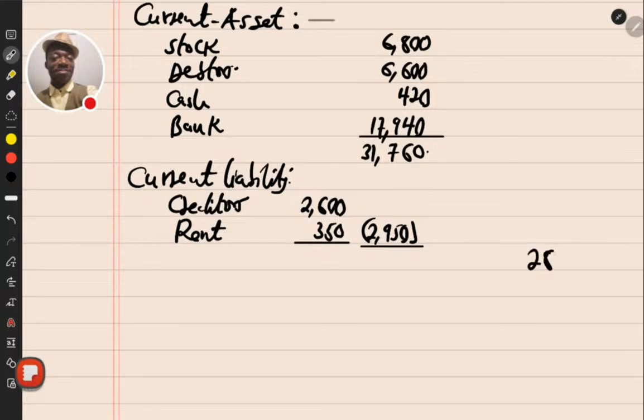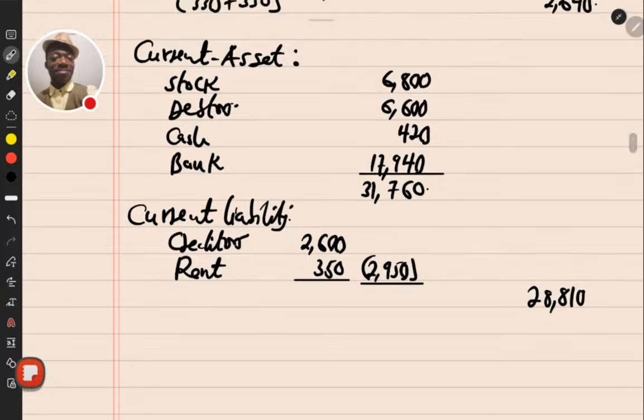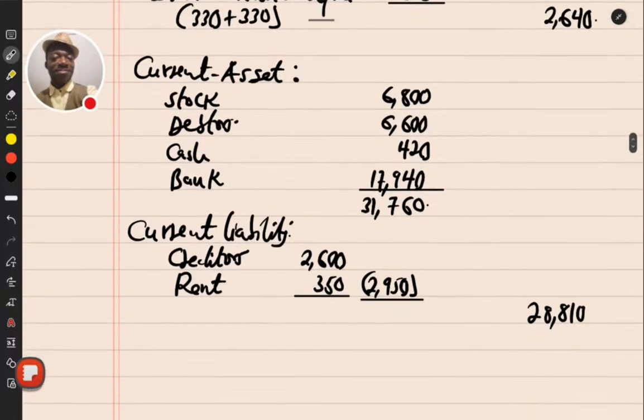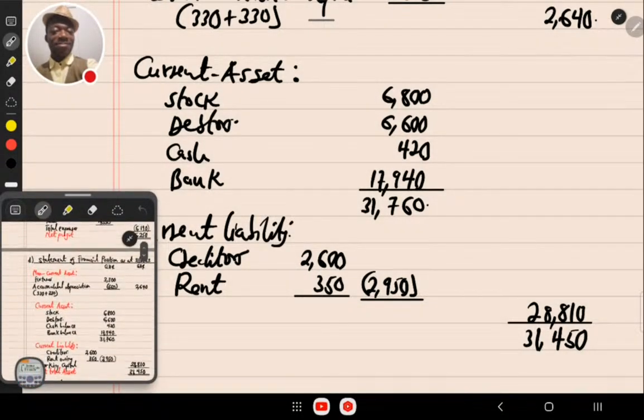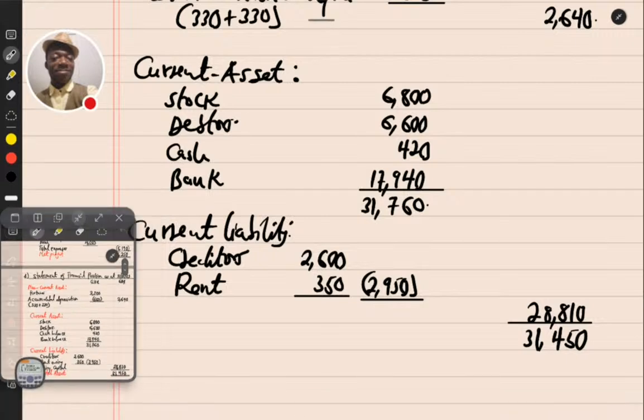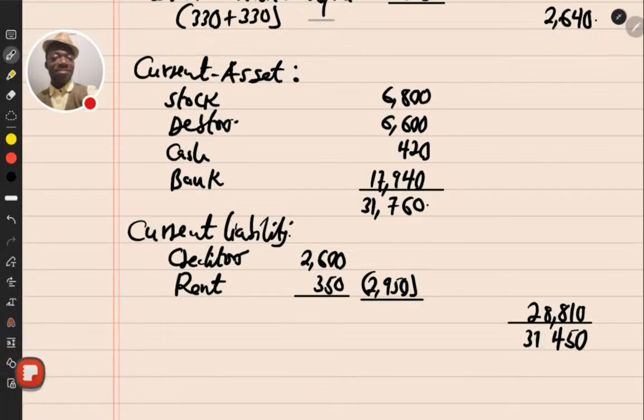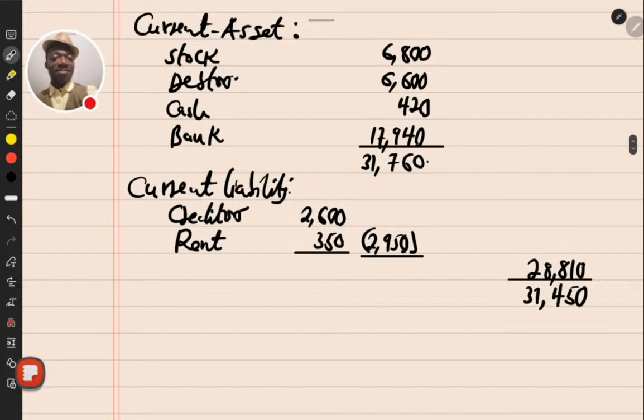Okay. So I have 28,810 as my working capital. Then I'll add up to the net book value of the fixtures. And that should give me my total net asset. Okay. So when we add that, we're supposed to get 31,450. I think I have that. 31,450. Yes. So that will give me that. But you don't close it until you are through with the other aspect. So the next thing you want to do is go by the finance by. So the capital side. So finance by.